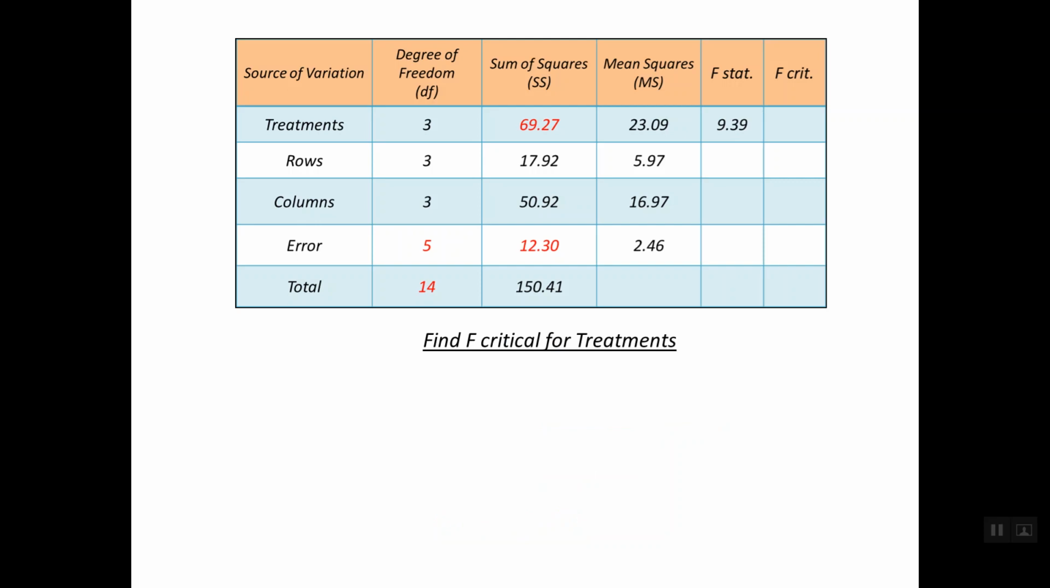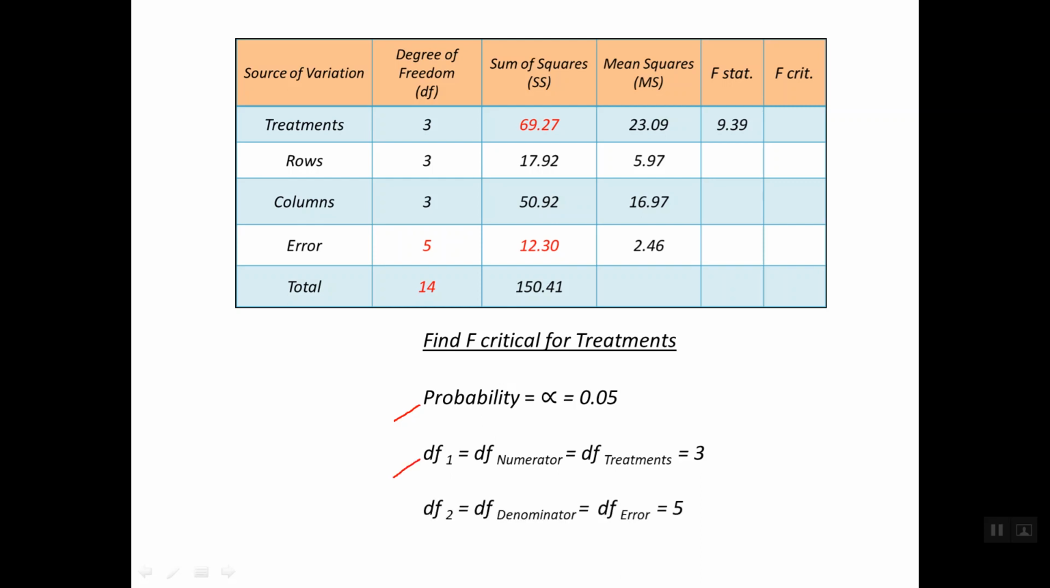The last thing is to determine the value for the F critical. Again, regarding the probability, we have no change. And for the first degree of freedom, also no change. But notice for the second degree of freedom, which is the degree of freedom for the error, it is reduced by 1, so it's 5.